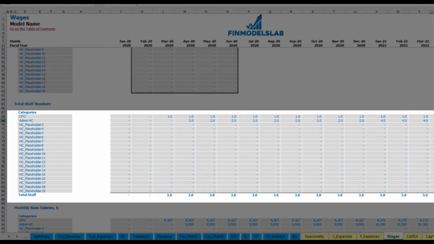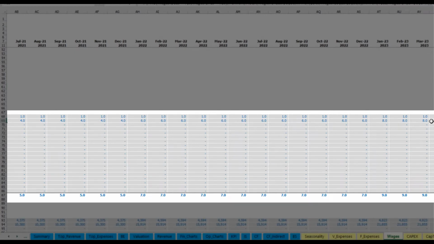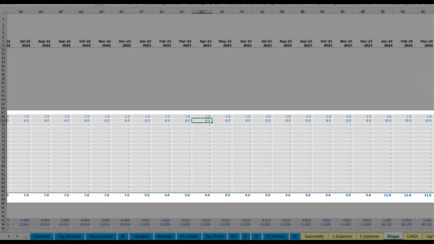So in here you may see total staff numbers, which is 2 for year number 1, 2020. Starting from year 2021, you have 4, then 6, 8, and 10 in the last year of the model.